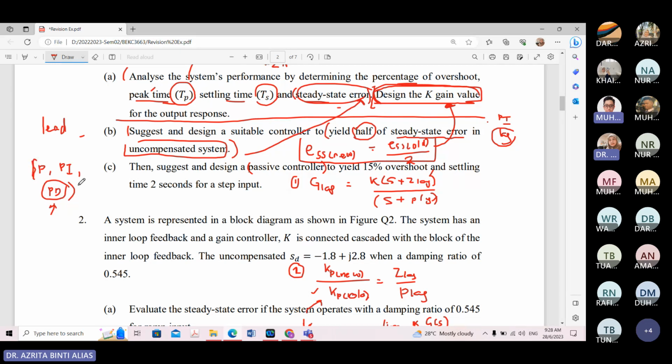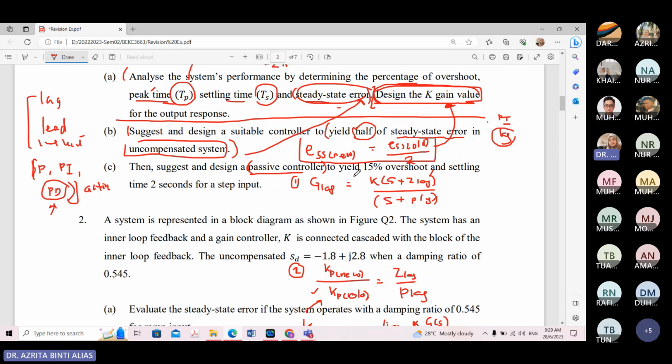First, PI and PD are known as active controllers. So the question here mentioned a passive controller. So for the passive controller, we go to either lag, lead or lag-lead. Faham? Okay.